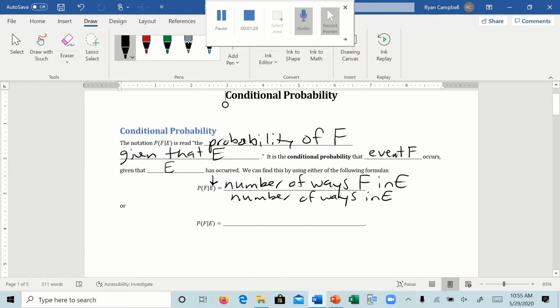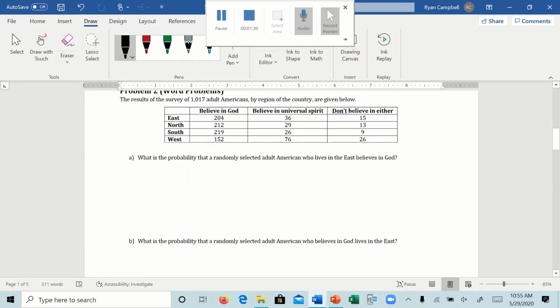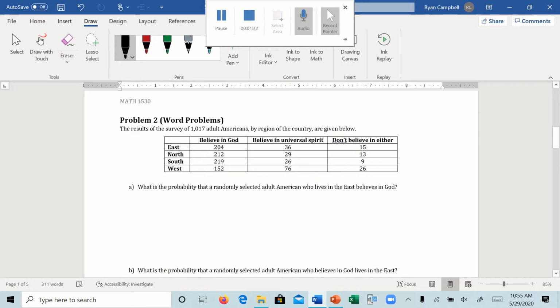All right, we'll come back to the second part of the definition in a minute, but let's take a look at this problem. Problem number 2 on the word problems handout. The results from the survey of 1,017 adult Americans are given below by region: east, north, south, west; people who believe in God, people who believe in a universal spirit, and people who don't believe in either. What's the probability that a randomly selected adult who lives in the east believes in God? So who are we actually selecting from?